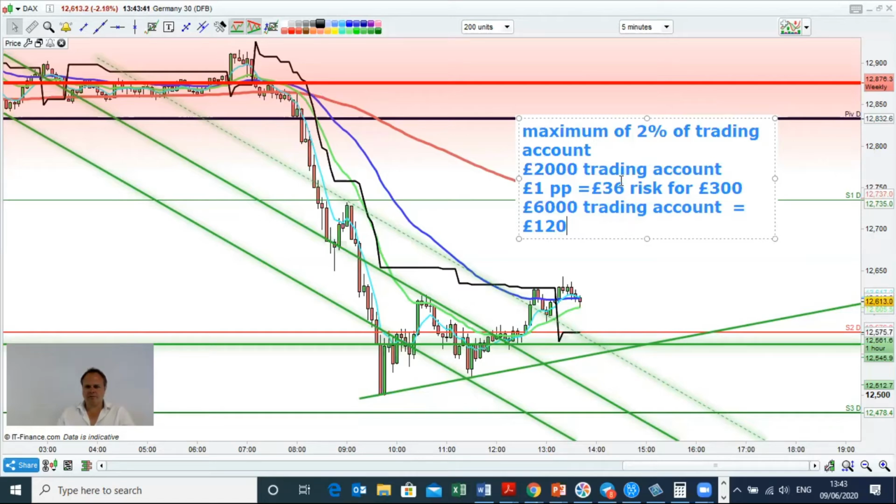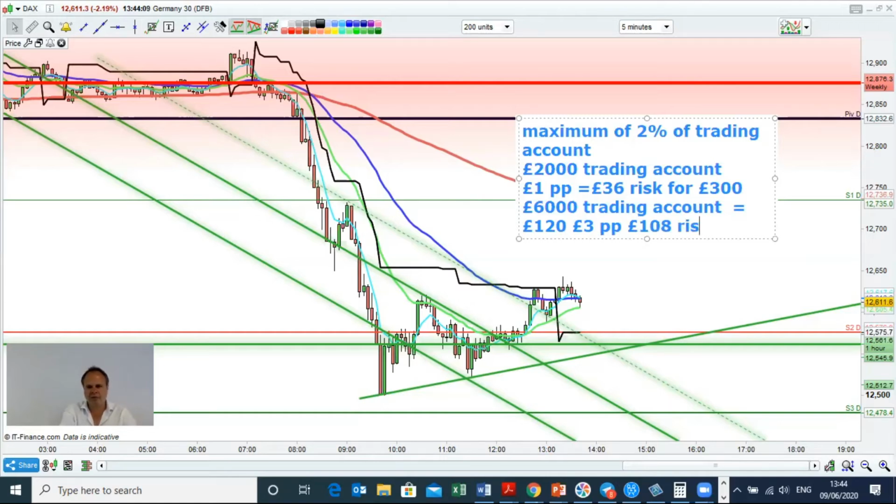So at £36, risk £1 per point. If you're going up to 2%, you could risk £3 per point. So £3 per point would mean 3 times 36, which is £108.